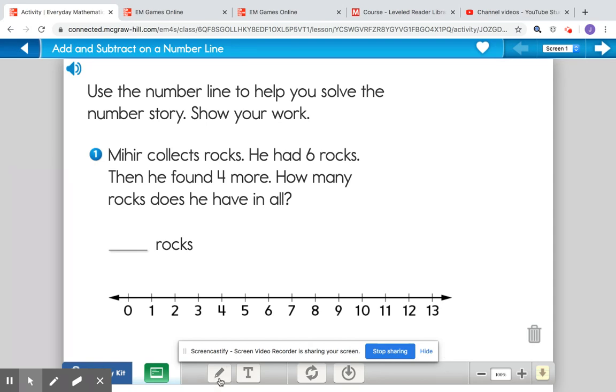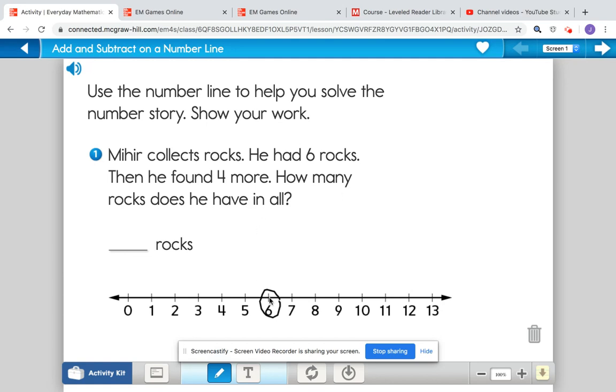I'm going to mark it so that I know. And he has 6 rocks. So I'm going to circle my number 6. It says, then he found 4 more. How many rocks does he have in all? And boys and girls, we've already learned in school that there are certain key words that help us to know when to add and when to subtract. When a question ends in how many do they have in all, it means we're adding. It's how many all together.